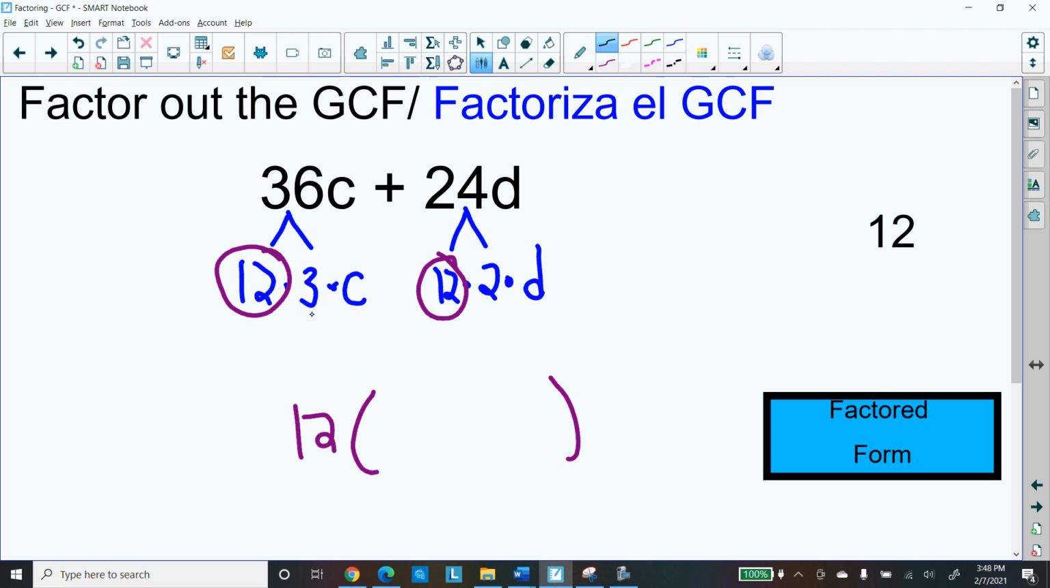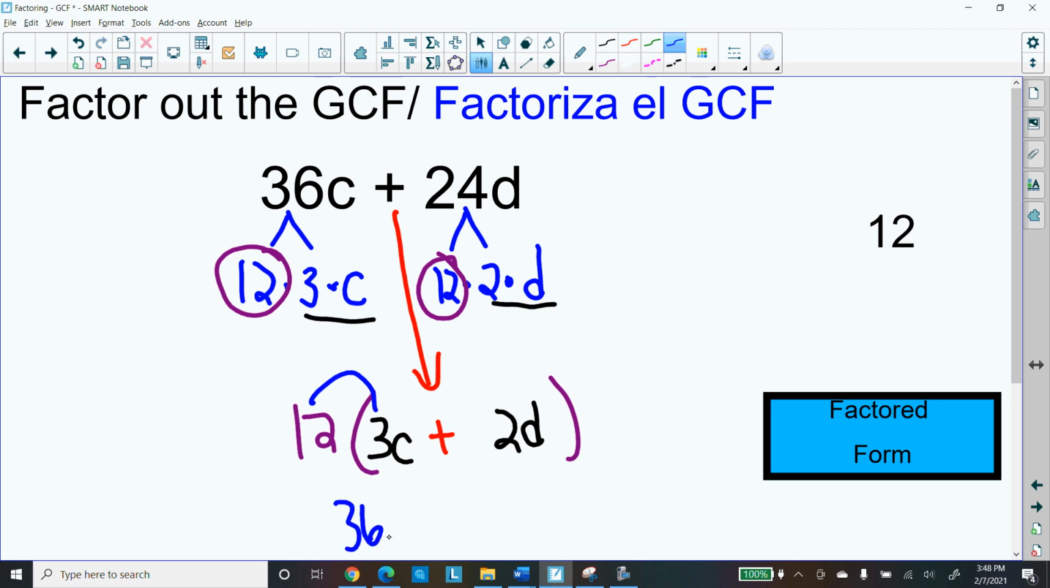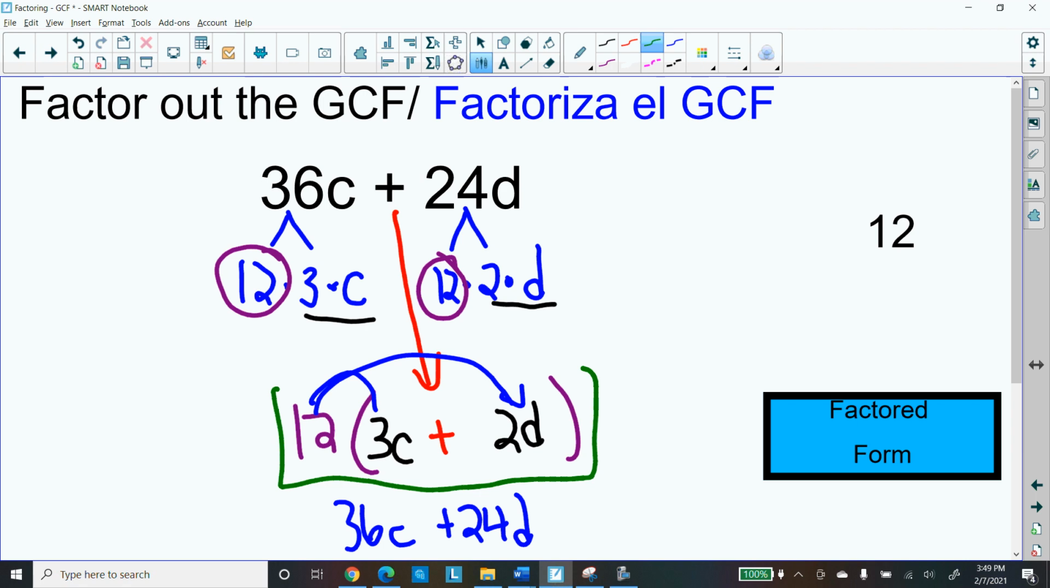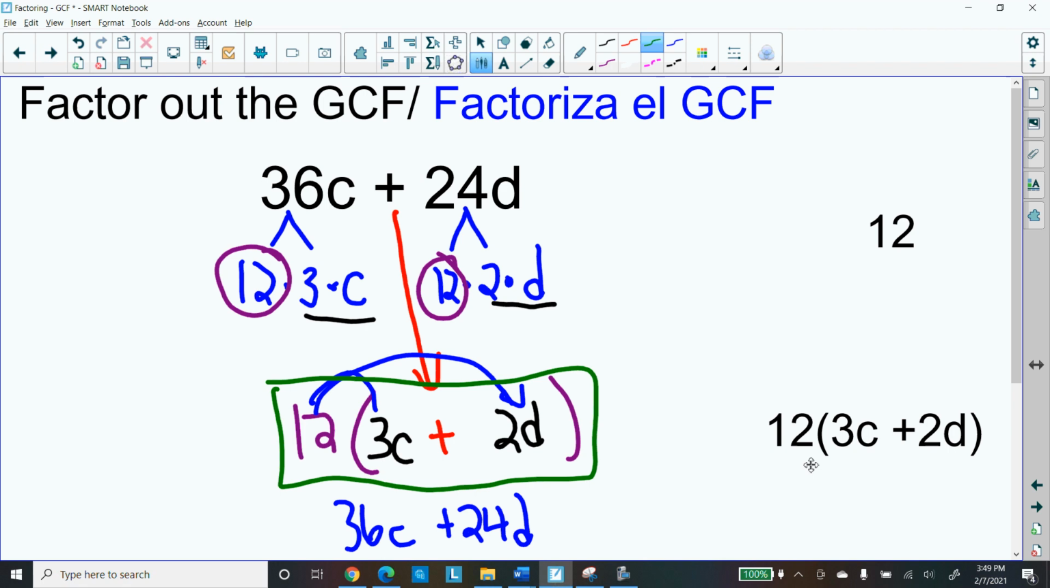What's left? I got a 3C on this side, and I have a 2D on this side, and I'm going to bring down the sign in the middle, which is plus. So there's my factored form. If I check it, take a second to check it. 12 times 3 is 36. Don't forget the C. 12 times plus 2 is plus 24. And don't forget the D. And that's what we started with. So we know our factored form is 12 times 3C plus 2D. Nice job if you got that as your factored form.